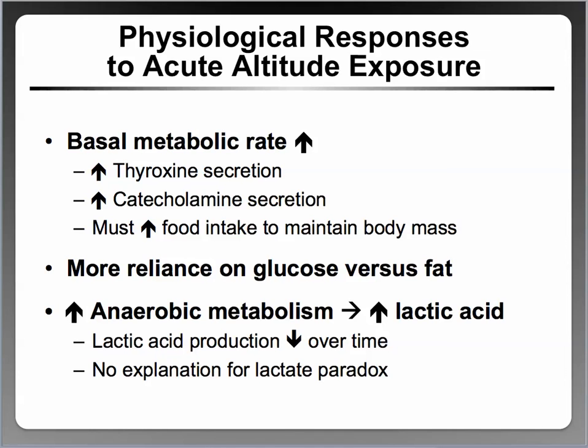Another thing that happens is that there's a shift in reliance. You rely more on glucose and carbohydrates compared to fat. This is both at rest and submaximal exercise, and it's actually a benefit. Actually, I shouldn't say that the energy yield is greater. What happens is for any given liter of oxygen, you generate more energy from carbohydrate than from fat, and since oxygen is at a premium at altitude, this is a beneficial adaptation.